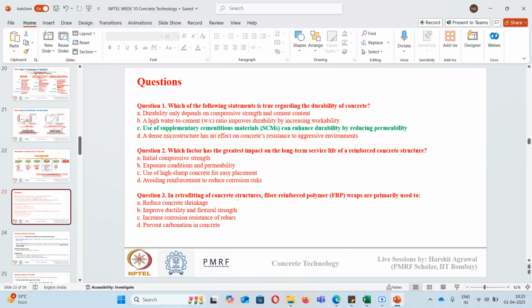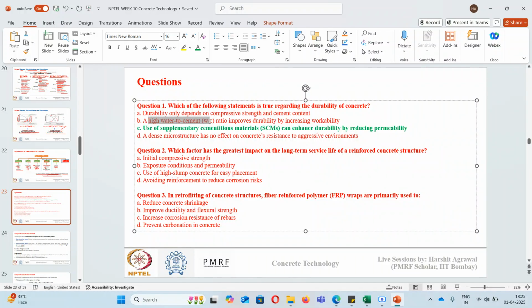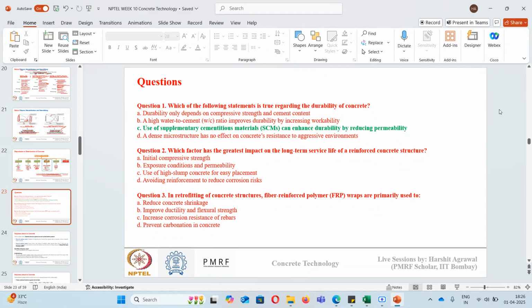Now B here will be incorrect. Why? Because if I have a higher water to cement ratio, though it will improve my fresh state property, like the ease with which I can work with the concrete, the strength of concrete will be lower and there will be more porosity. If there is more porosity and more moisture in concrete, then the aggressive ions from the surroundings, which are responsible for causing durability issues, will degrade my concrete more, because they have found a medium to move through concrete.